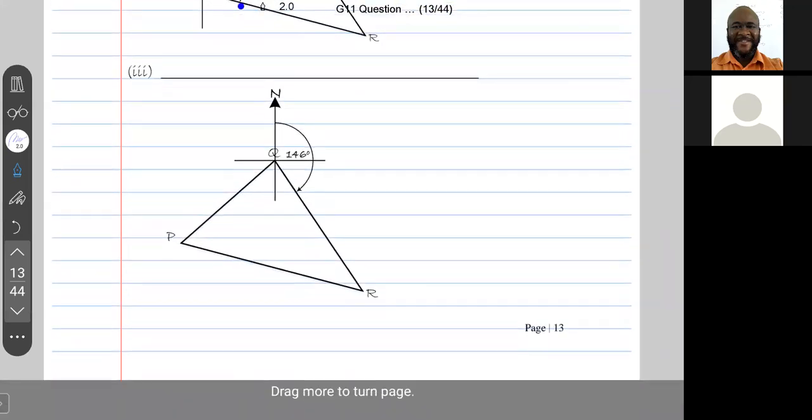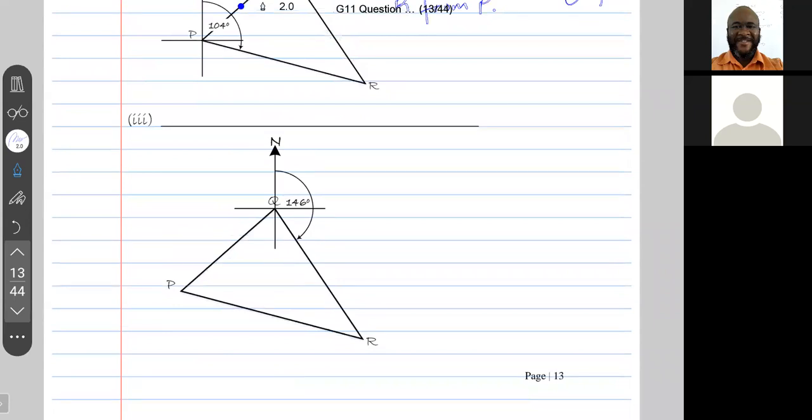In III, the north-south line is at Q. So I know I'm taking the bearing from Q. Now the arc starts at north and comes around to the line that connects Q and R. So I know that the bearing involves Q and R. Since the north-south line is at Q, I'm taking the bearing from Q. So this 146 degrees is the bearing of R from Q.